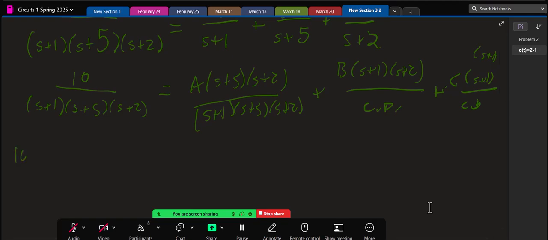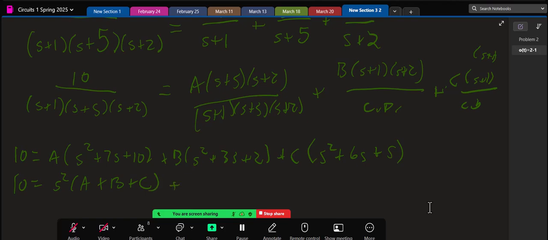So then I have 10 equals A times S squared plus 7S plus 10, plus B times S squared plus 3S plus 2, plus C times S squared plus 6S plus 5. I'm going to get all of my s squareds together. So I have As squared plus Bs squared plus Cs squared, so it's s squared times A plus B plus C.